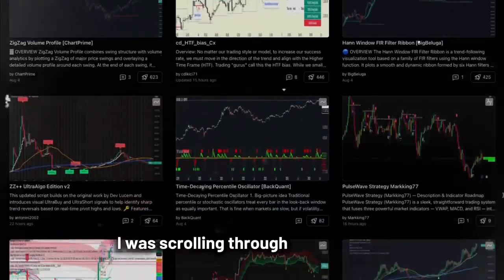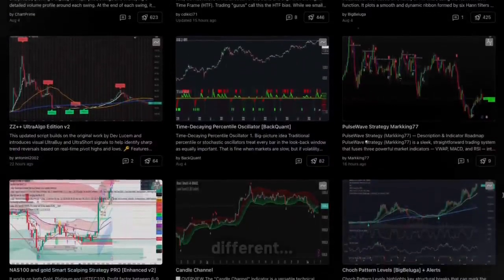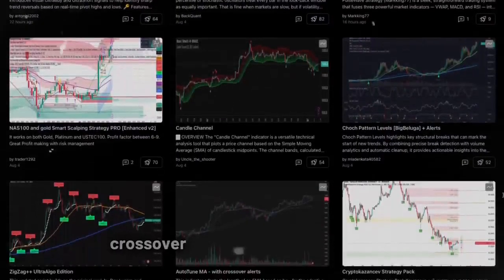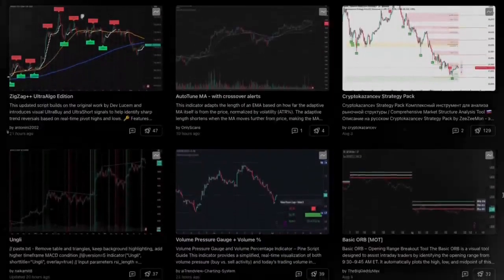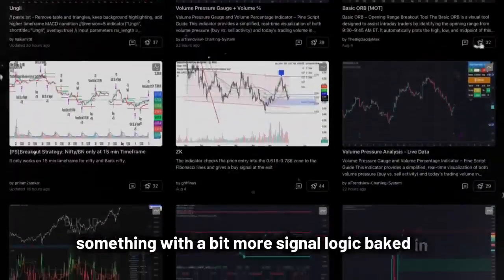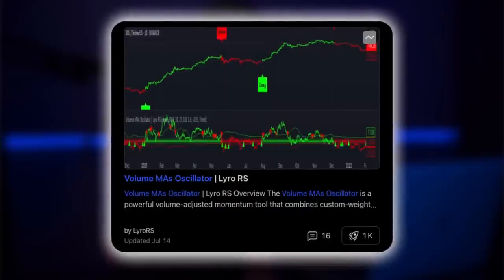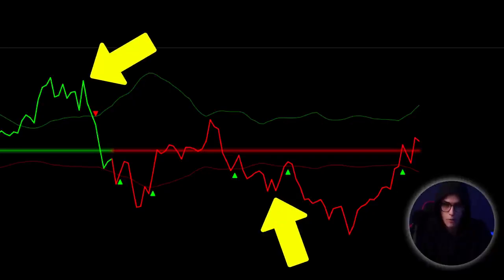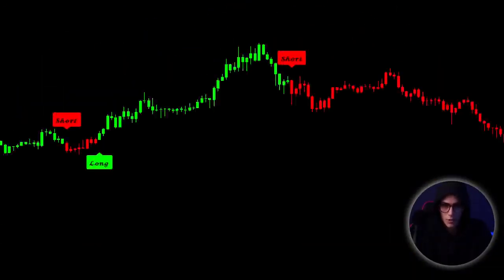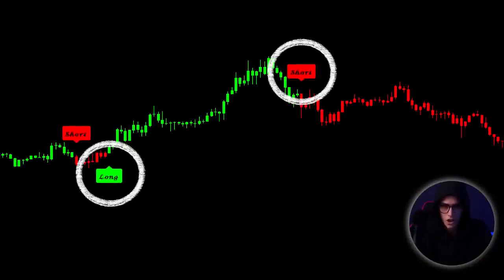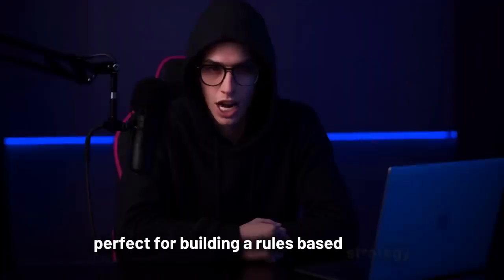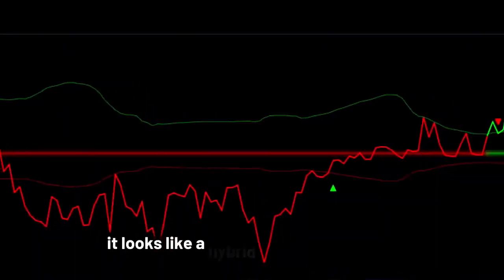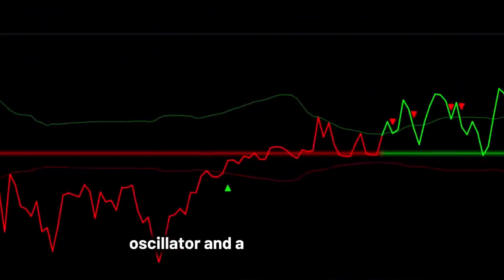I was scrolling through TradingView, looking for something different, not your typical MACD crossover or RSI divergence indicator, something with a bit more signal logic baked in. And that's when I found it. It's called Volume MA's Oscillator by Lyro RS. A lesser-known indicator, but visually, it stood out. Two bold lines, red and green. Clear momentum shifts. Plus, it includes built-in long and short signals right on the chart, perfect for building a rules-based strategy.